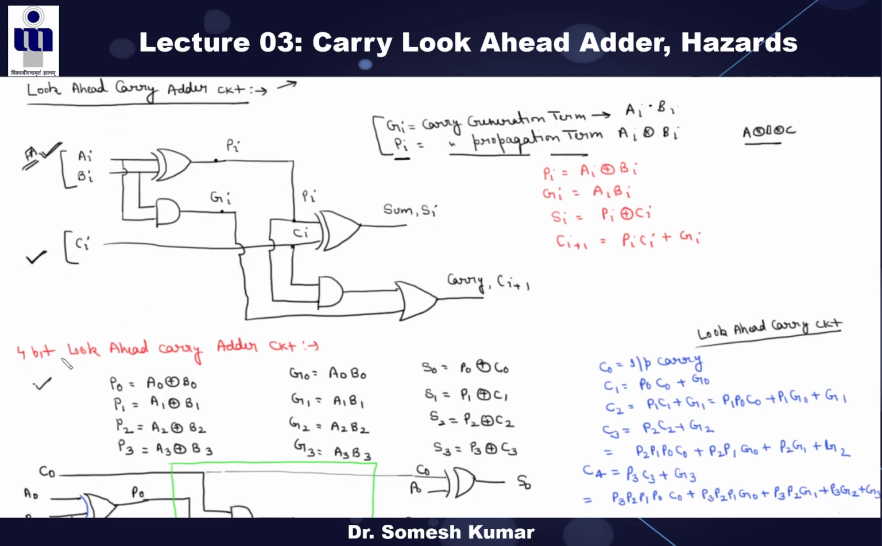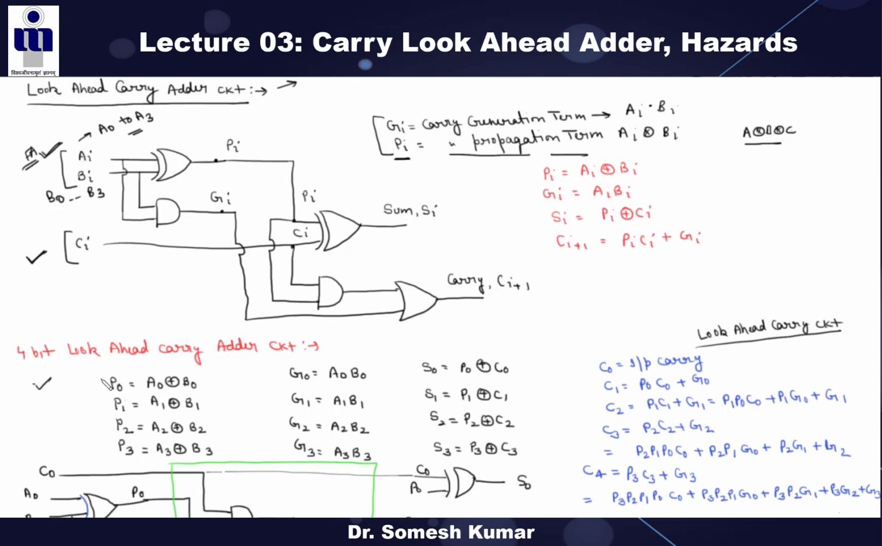Now we'll discuss the 4-bit look ahead carry adder, right? This Ai means A0 to A3, and this Bi means B0, which is your LSB, and it goes up to B3. This is the meaning of the 4-bit look ahead carry circuit, right?